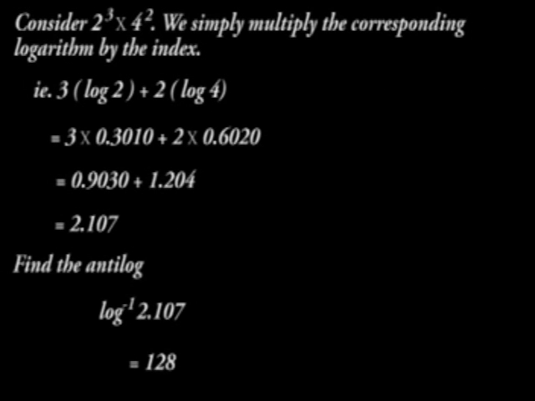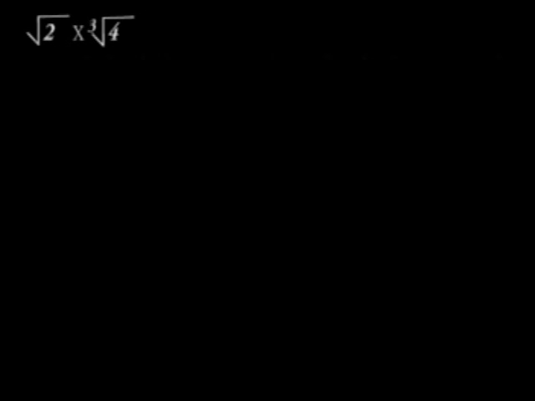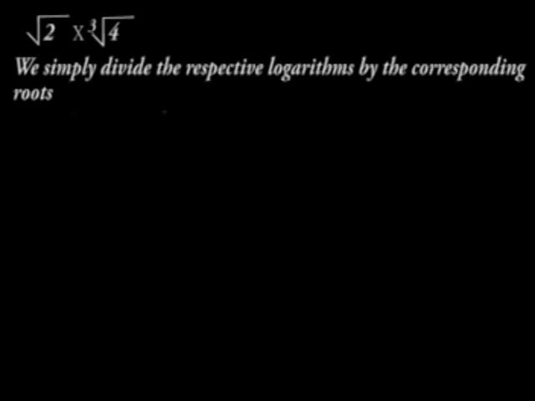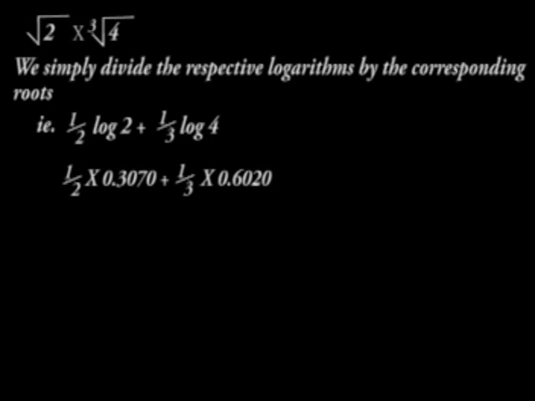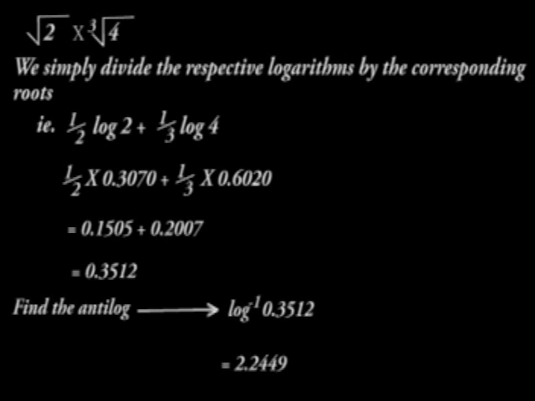Now consider root 2 times cube root of 4. We simply divide the respective logarithms by the corresponding roots. That is, a half times log 2 plus a third times log 4, which will give us a half times 0.3010 plus a third times 0.6020. The answer is 0.3512, and the antilog of that is 2.2449.